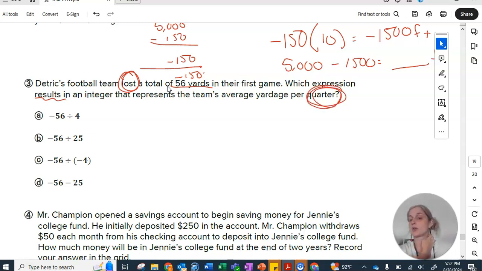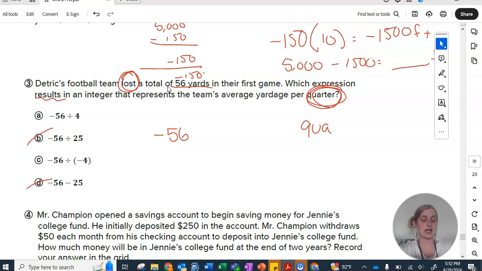You need to know what this word means in order to solve this problem correctly. So think, we've talked about the root word QUA when we talk about quadrants, quadrilaterals, quarters. Those all have the same root word that makes the Spanish word cuatro, and it is the root word for 4. So in the whole game, they lost negative 56 yards. And we were splitting it up into 4 sections. So immediately you should be able to cross off 2 answer choices that don't include the number 4.